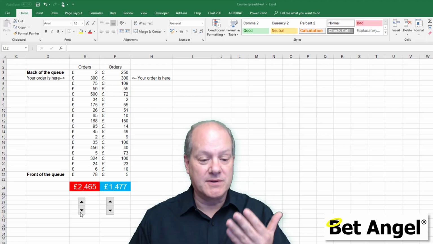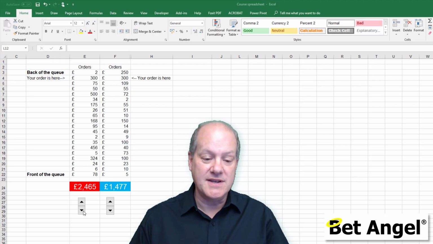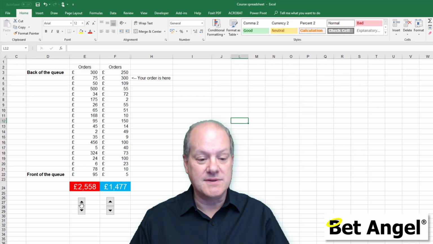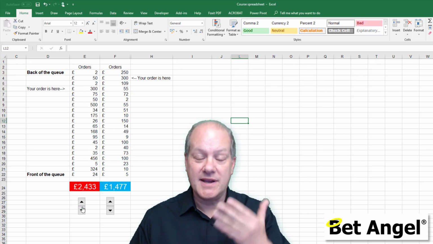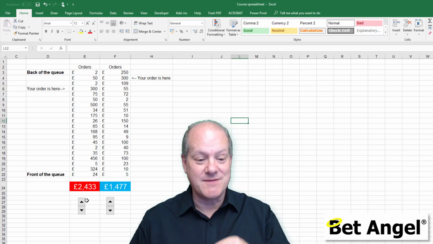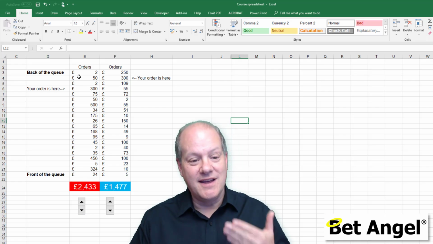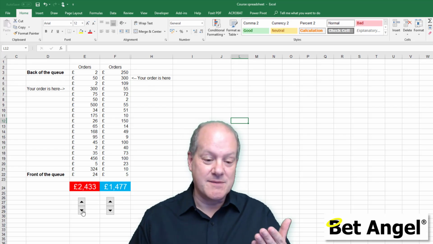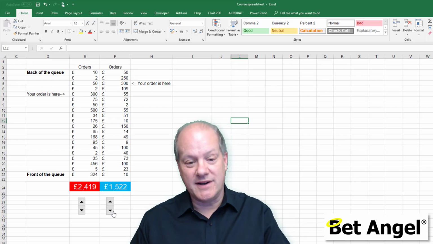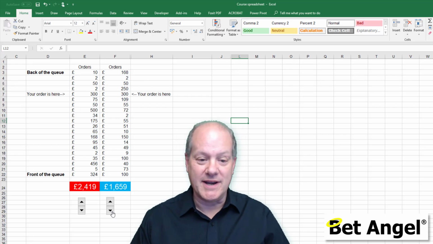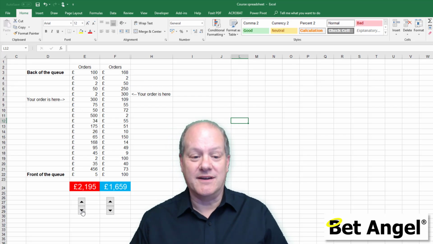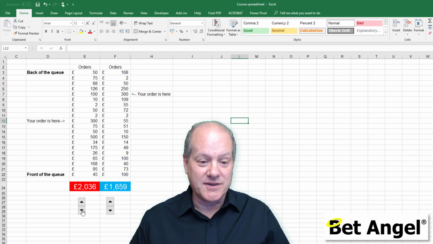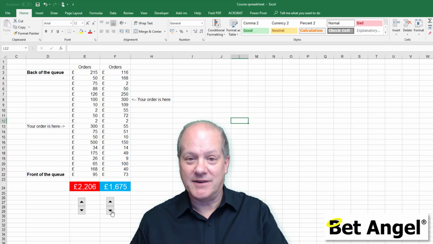So let's say that people decide that they're going to take some money on this side, then what actually happens is you can see that your money begins to head down towards the front of the queue. So we're saying this is the front of the queue, that's the back of the queue, and your order is somewhere within that queue. Somebody takes some money on this side, somebody takes some money on that side. Somebody takes a bit more money on this side, somebody takes some money on that side. Somebody takes a big chunk on this side, somebody takes a little bit on that side.